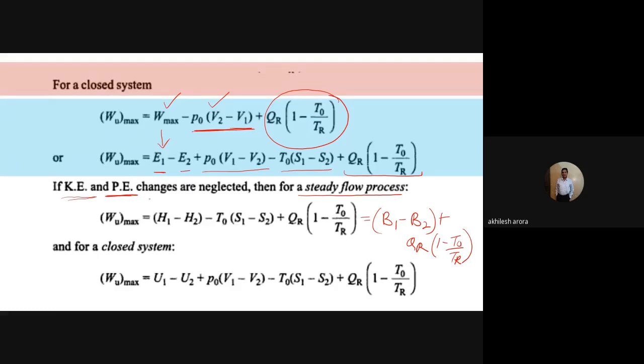And similarly, this is the equation when we have neglected the kinetic and potential energy terms. So this was earlier E1 minus E2. When we neglect kinetic and potential energy changes, then E becomes U. The other terms you can see are the same. There is no change in them.